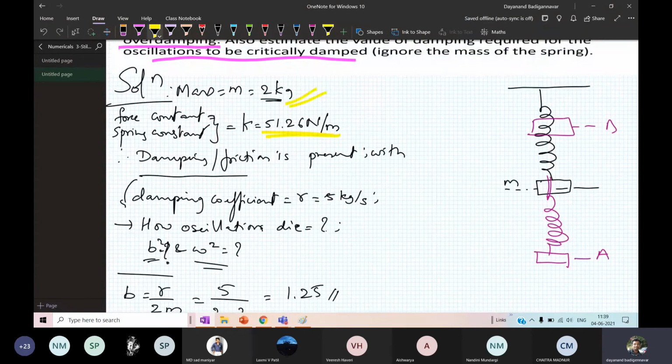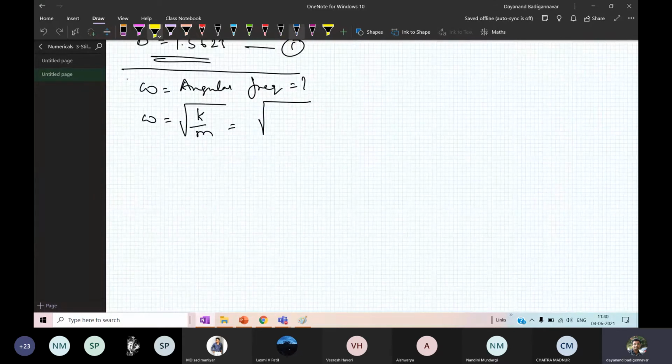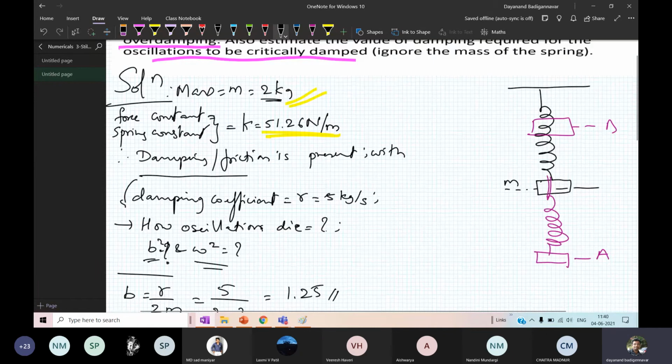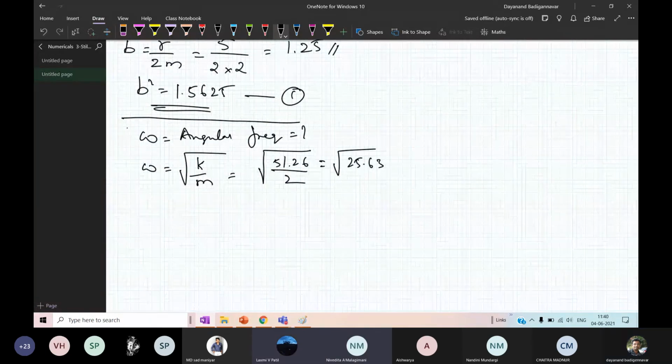M is 2 kg. So 51.26 is the value of K. Yes, 51.26 divided by 2. Evaluate and tell me the answer. 51.26 divided by 2 gives you 25.63, and then the root of that is 5.062. Very good, very good.